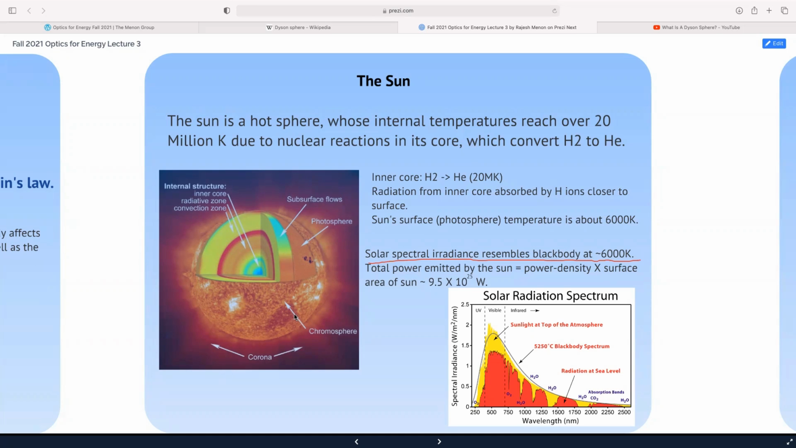The total power emitted by the sun is the power density from a black body at 6,000 Kelvin multiplied by the surface area of the sun. That turns out to be a pretty huge number, 9.5 times 10 to the 25 watts. That's the total energy coming out everywhere from the sun. If I think about the sun as a point source, it's simply emitting in all directions, going outward.